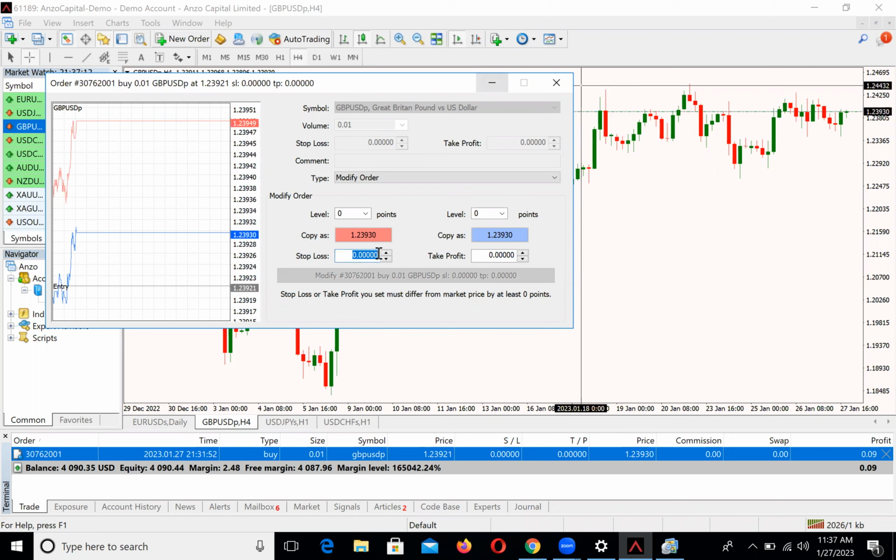$1.23918 minus 200. 0.23718. 1.23718. All right, so this is the stop loss here. As you can see on my screen, it's written here stop loss. This is where you beat your stop loss. I said our entry price just now was 1.23918.